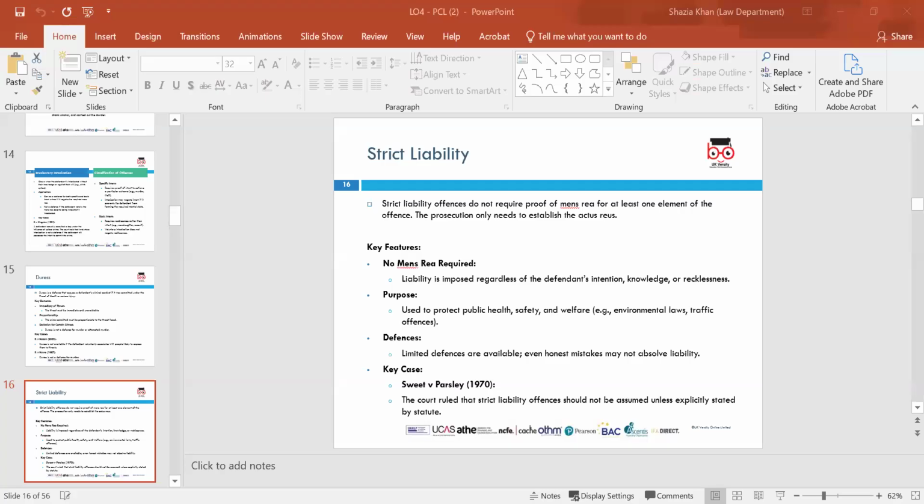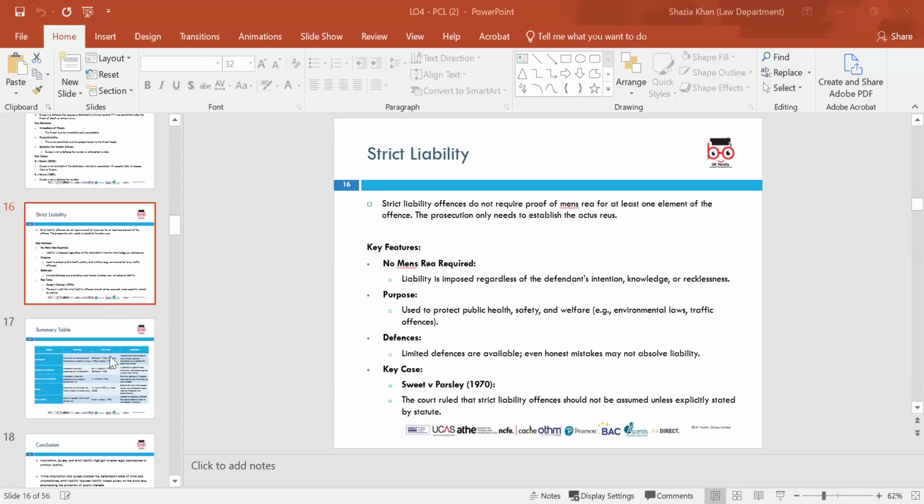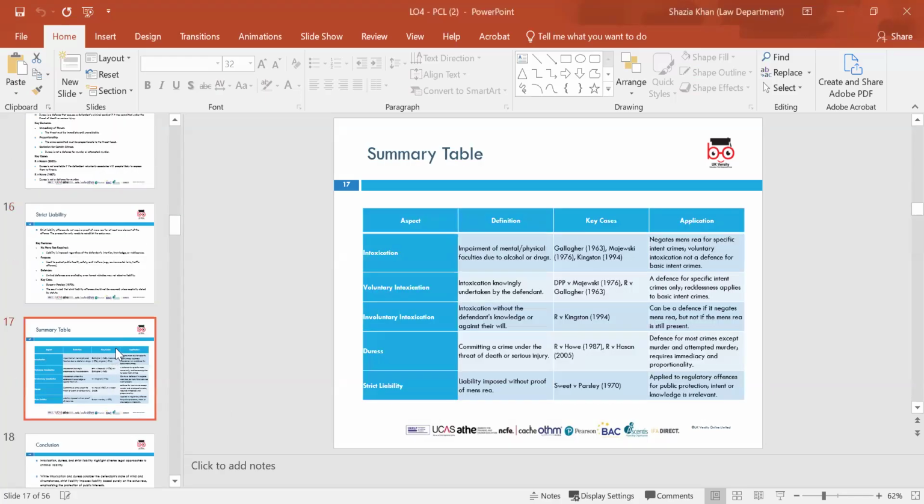And a really important case in regards to that is the case of Sweet v Parsley, where the court ruled that strict liability offences should not be assumed unless explicitly stated by the statute. So in the summary table at the end: intoxication, voluntary intoxication, involuntary intoxication, duress, strict liability. In this table, it looked at the definition of each of them, aspects, key cases and the application.